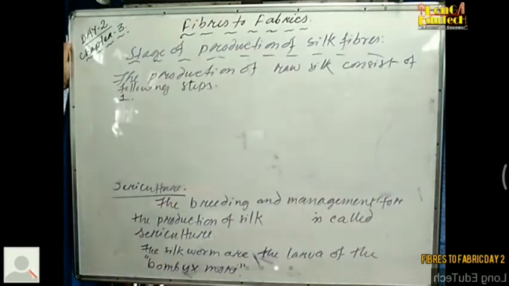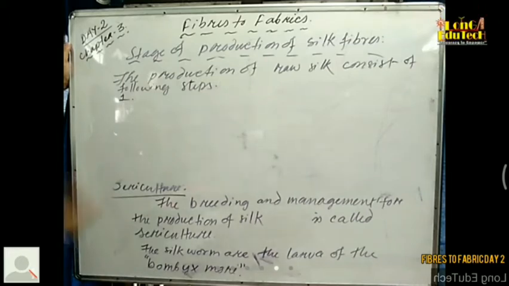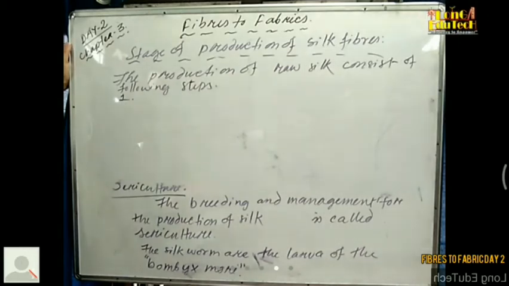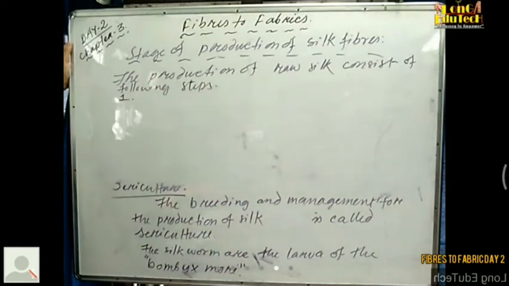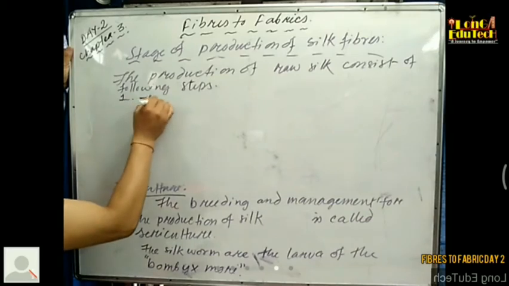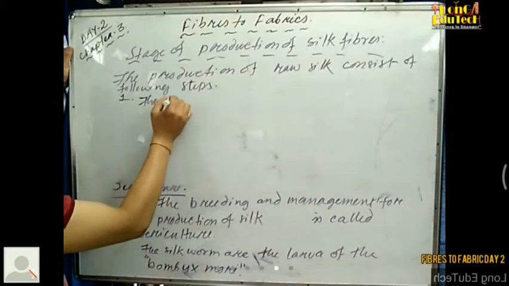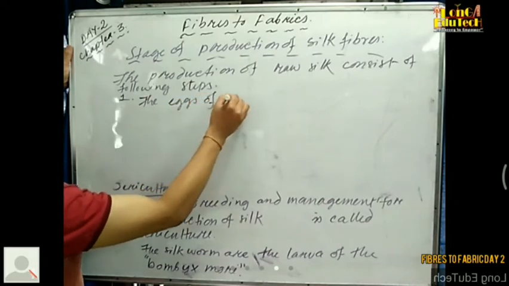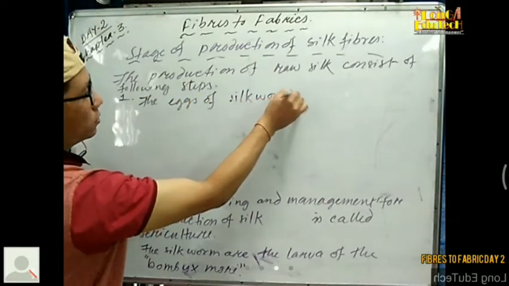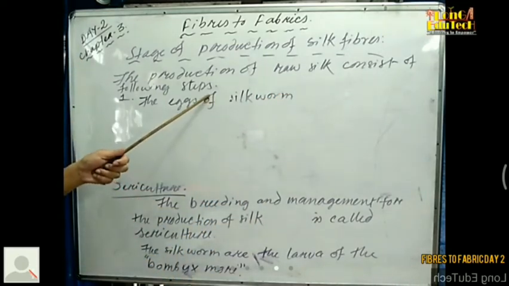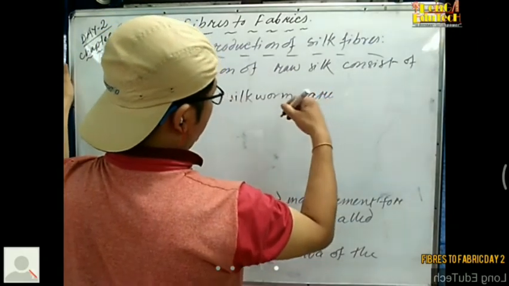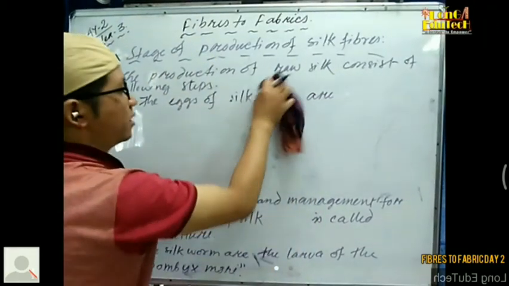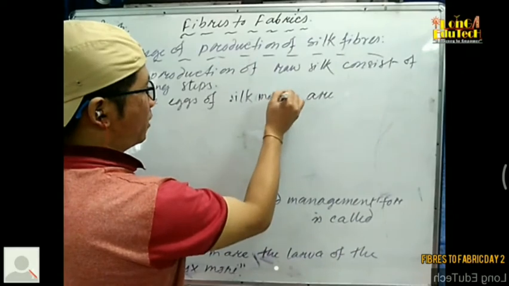If we discuss all those things here, it will include them also. The eggs of the silkworm moths are incubated until they hatch into larvae. But before that we discuss only the life cycle. So first, in sericulture, we gather the eggs of the silkworm. The eggs of the silk moth are incubated.